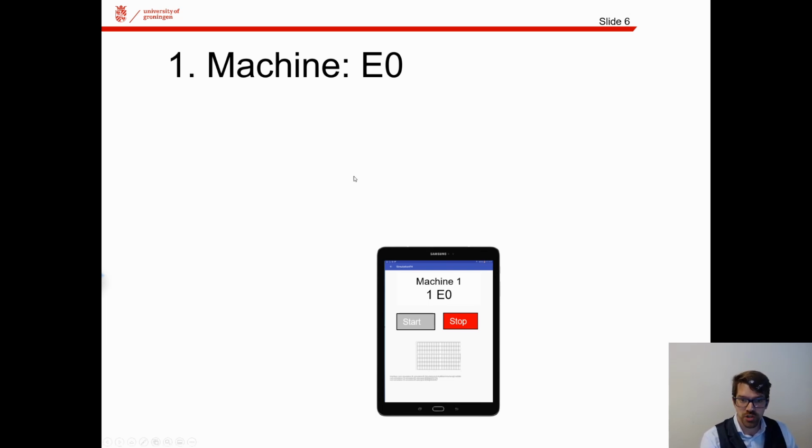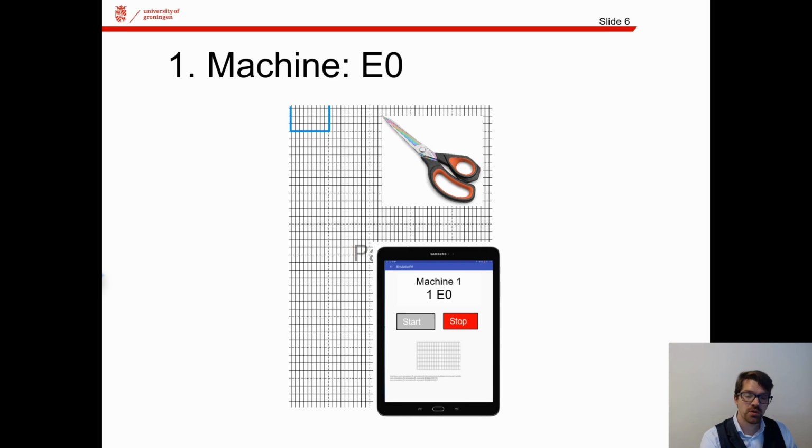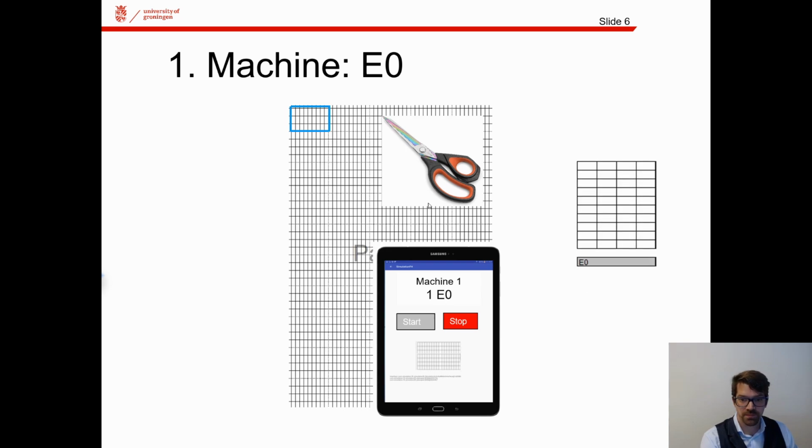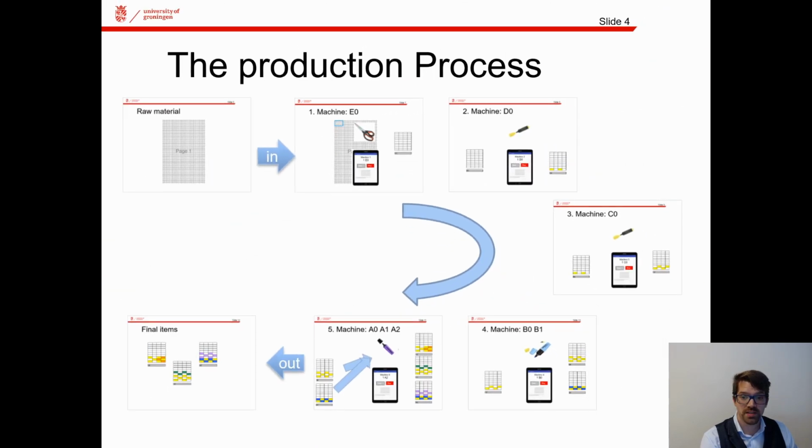And now we can start our production. We need the raw material, which is the A4 sheet of paper. If the raw material is available, then we can press the start button. We take the scissors and we cut the first piece out of this A4 sheet. So we cut at least 2 times or 4 times, depending on the position in the paper. And when we have done that, E0 appears. And we press the start button. And we can continue the production process.